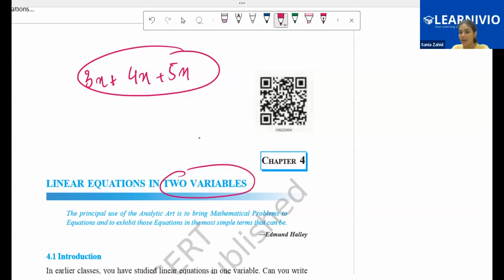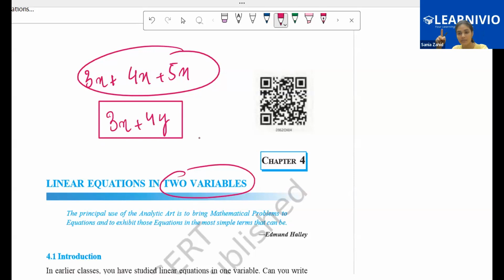But if I have 3x plus 4y, how many kinds of variables are there? Two variables are there. x is there and y is there. So that is why this is known as in two variables. So in this lesson we are going to study linear equations in two variables.